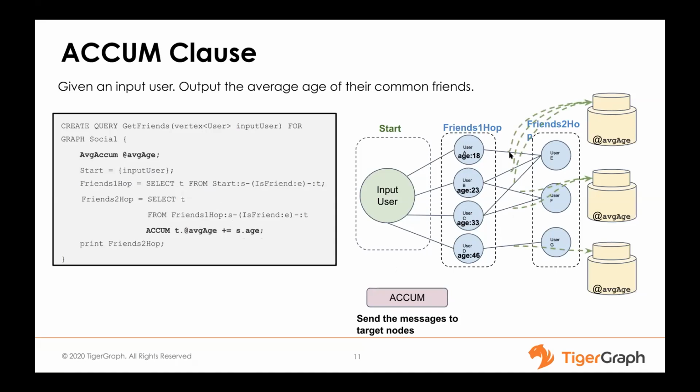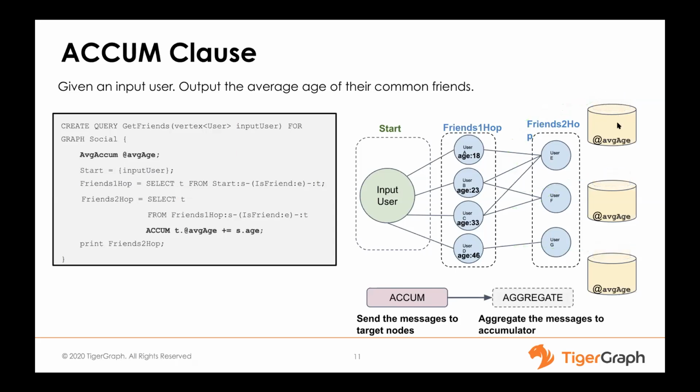Okay, so this logic executes on each edge, right? It will send the ages to the average accum, right? So that's what happened during the accum phase. And then after the accum phase, there is a hidden aggregate phase, right? We will aggregate all these values into the local accumulator so that the second hop friends get the average age of the common friend in the first hop. Okay, so this is just to follow the pattern of map and reduce. Accum is map and the aggregate is reduce.